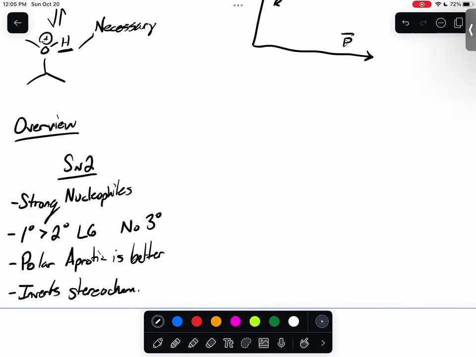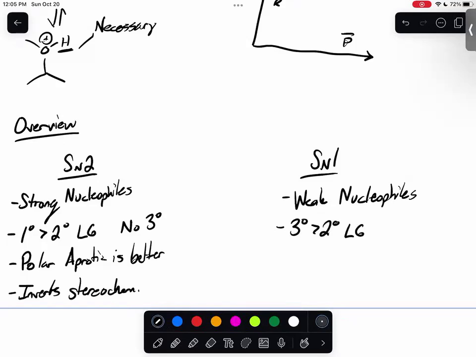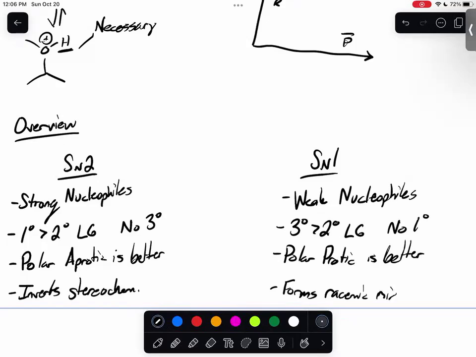All right. Versus SN1, what have we learned so far? Well, we've learned that it likes weak nucleophiles. Tertiary leaving groups are better than secondary. No primaries allowed. We learned that polar protic solvent is better. And we learned it forms racemic mixture. All right. So far, these are practically the exact opposite of one another. SN2 is the antithesis of SN1.